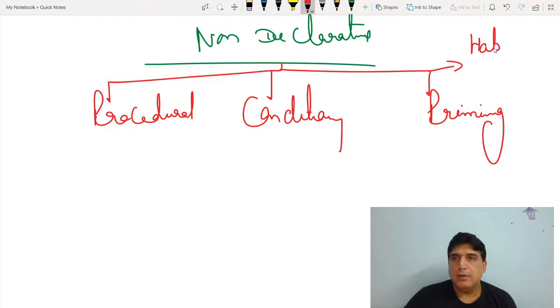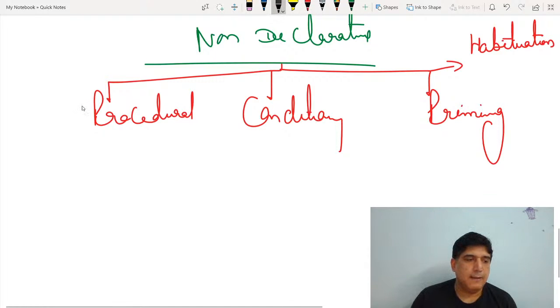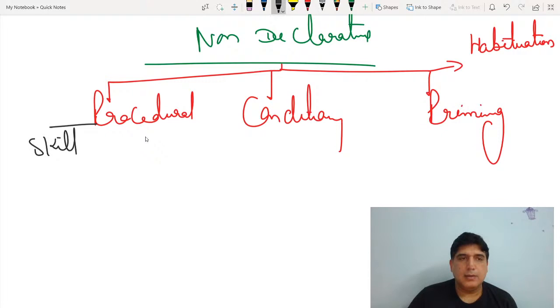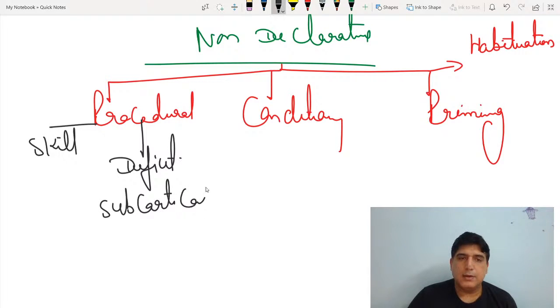We have habituation. So this is procedural, conditioning, priming, habituation. Procedural memory is about skill. Deficit occurs in subcortical dementia. Subcortical dementia. It's about skill.